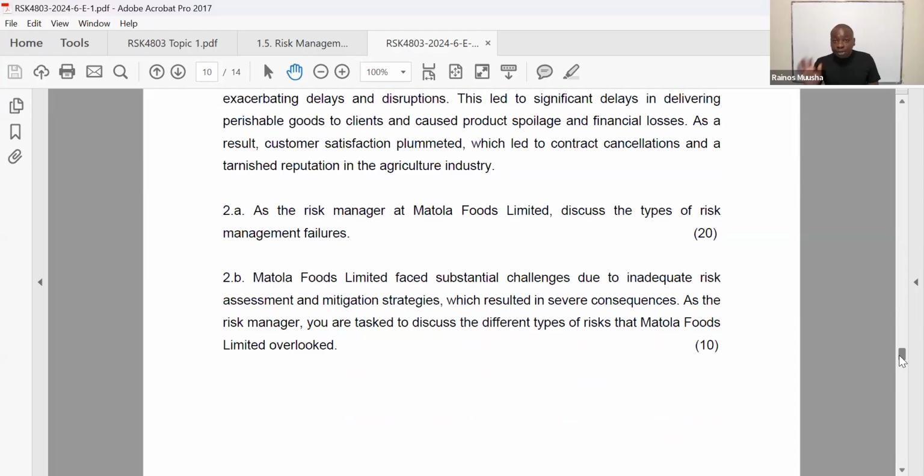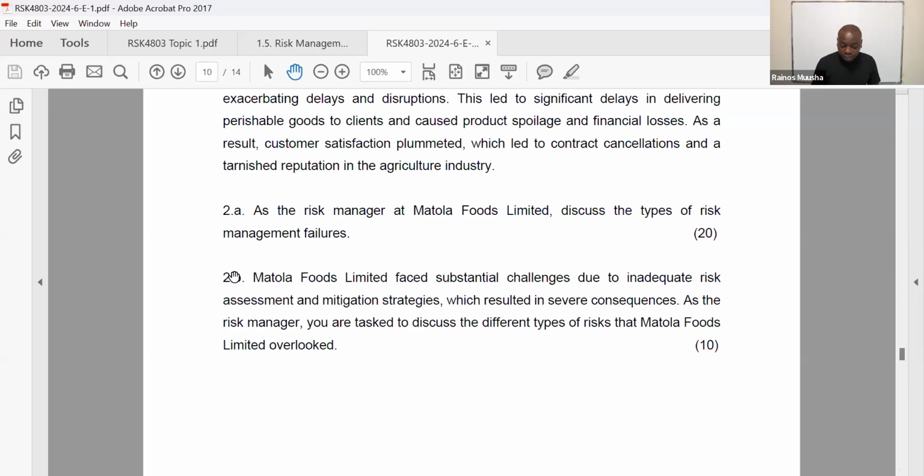So you need to understand that in Unit 1.5, we are going to go through in depth the risk management failures, the 5 risk management failures. Which means you now need to look at the 5 risk management failures and identify exactly how they are relevant to the case study that they give you.